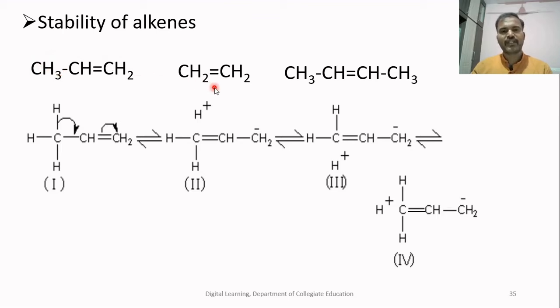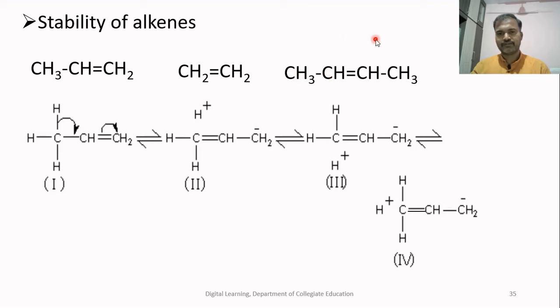Now consider ethene. In the case of ethene, there is no methyl group attached to the unsaturated system. Hence, this molecule cannot show hyperconjugation interactions. As a result, ethene becomes less stable when compared to propene. Now consider one more molecule, that is 2-butene. Here, 2 methyl groups are attached to the unsaturated system. One methyl group to this carbon atom and another methyl group to this carbon atom.